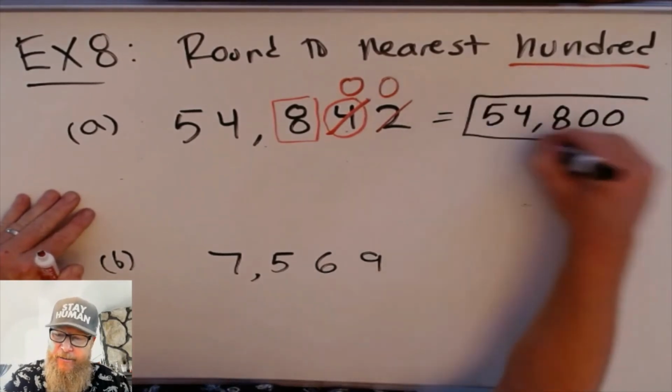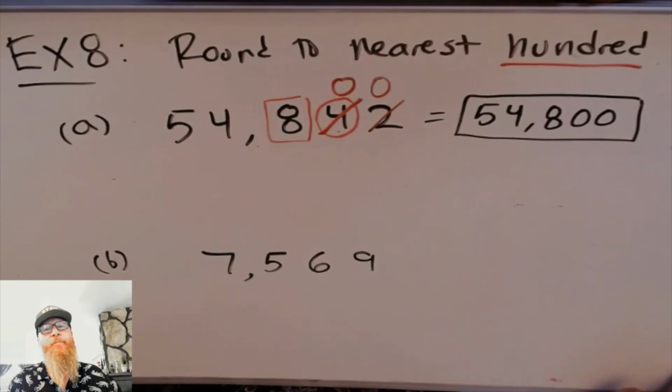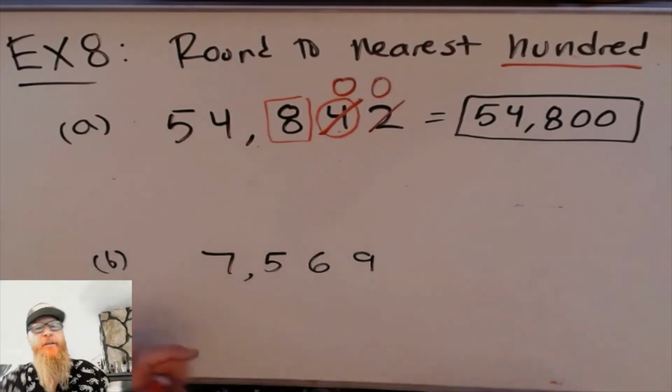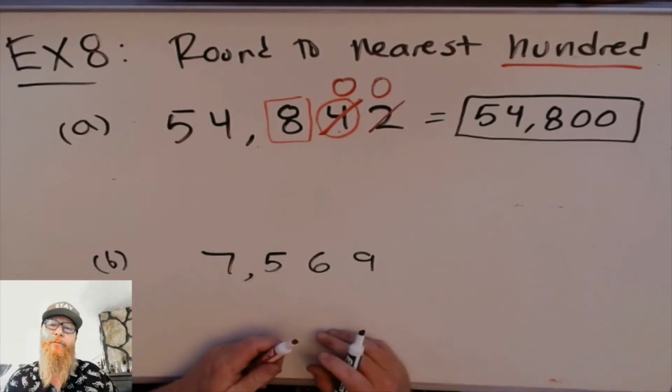54,800. So going back to that recipe, when you replace something with a 0, you replace all the digits to the right with a 0.